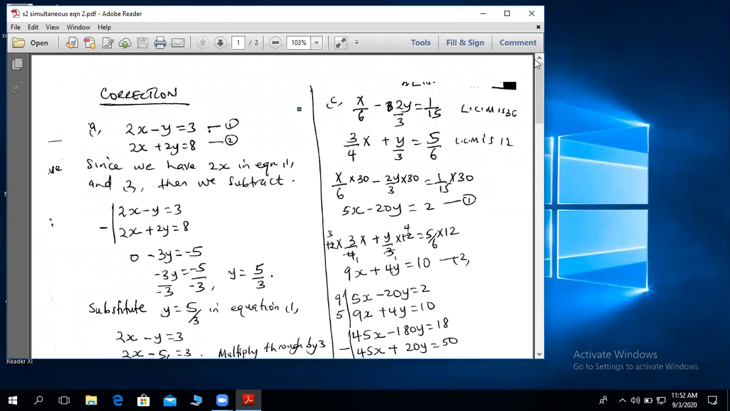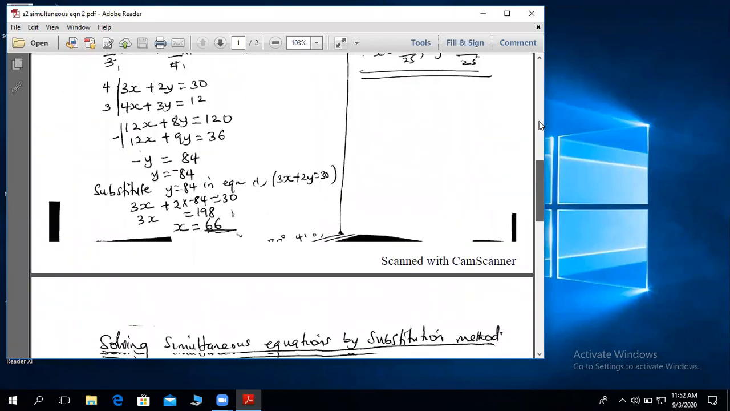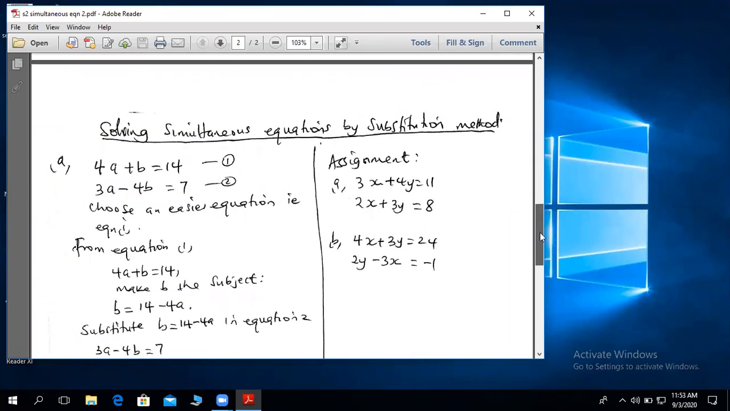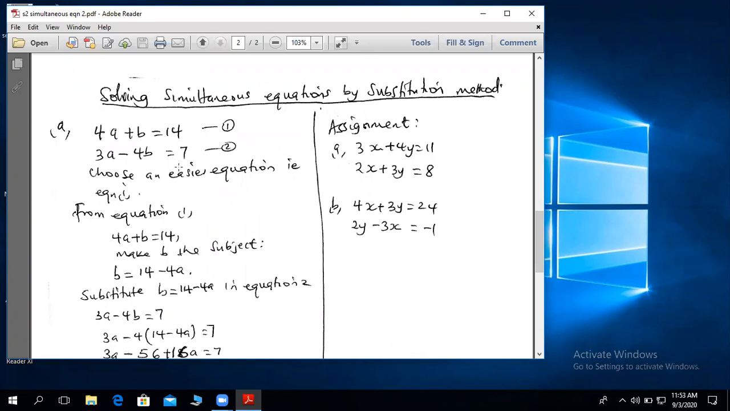So allow me to take you to another method where I'm going to take you through one example and I will give you some assignment. I hope you have been writing notes in your books. This is now solving simultaneous equations by substitution method. How do we use substitution method? The steps are shown clearly and I'm going to take you through.